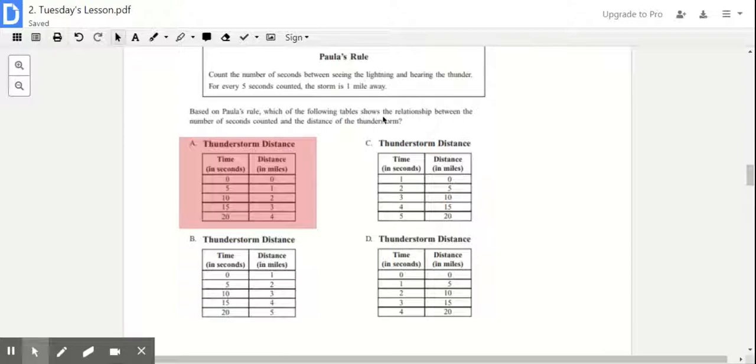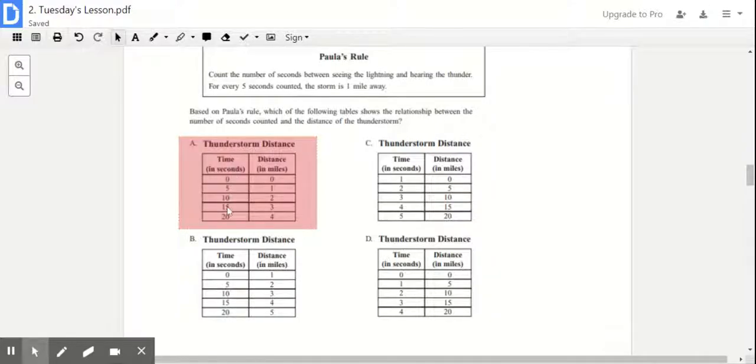Okay, so I want you to realize how and why this is correct. I chose the answer A. Why did I do that? Correct. So I know that my time right now has to go by every 5 seconds because for every 5 seconds counted, the storm is 1 mile away.